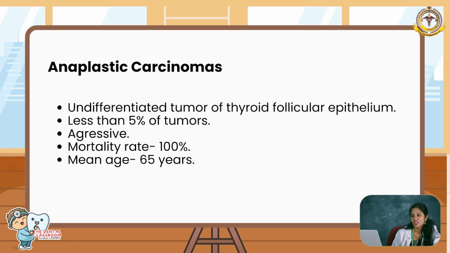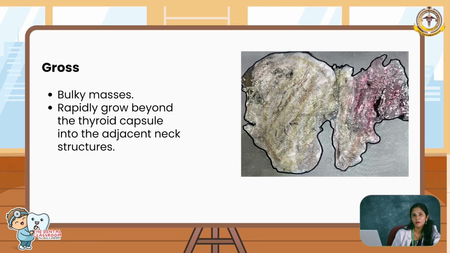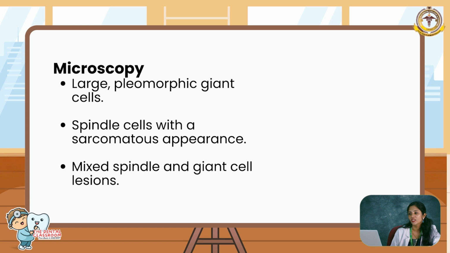So next is anaplastic carcinoma. We call it an undifferentiated tumor. It accounts for less than 5% of tumors. Okay, it is very aggressive, 100% mortality rate. The patient's mean age is 65 years. Usually older people get this. Under the gross, it will appear like bulky masses extending beyond the thyroid capsule. It will affect the adjacent neck structures. So microscopy. In microscopy, you will be seeing large pleomorphic giant cells, spindle cells with sarcomatous appearance. Sometimes you will be seeing both spindle cells and giant cells together.